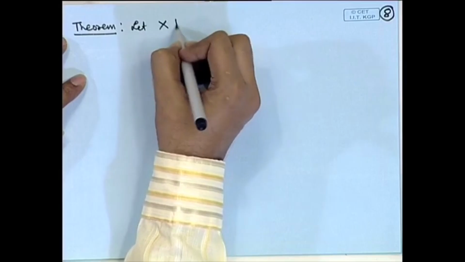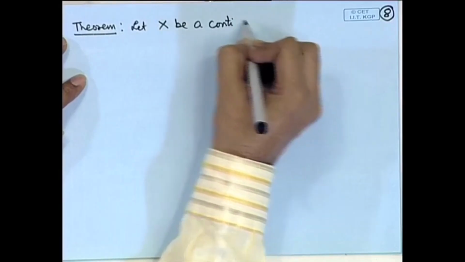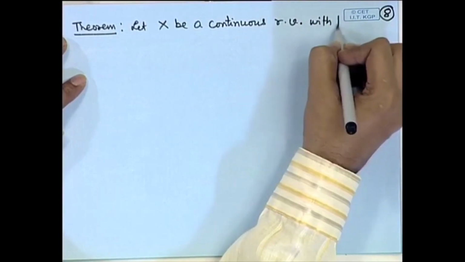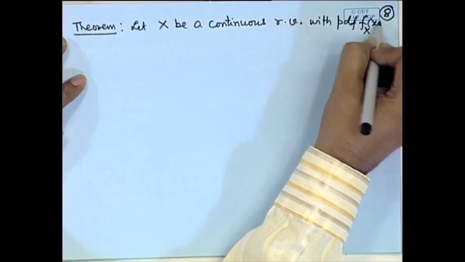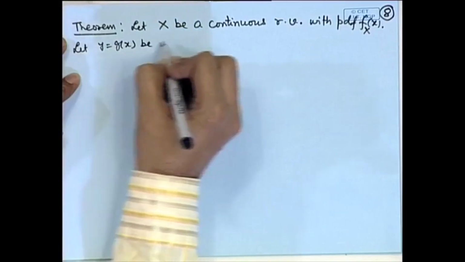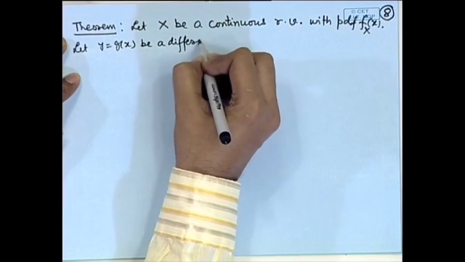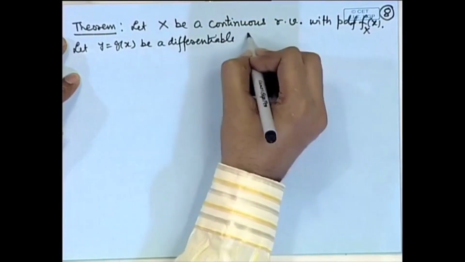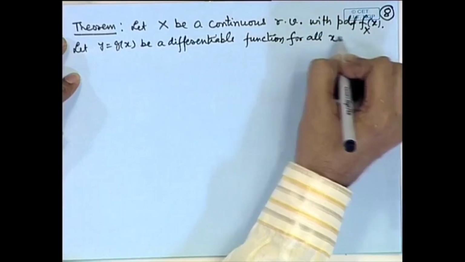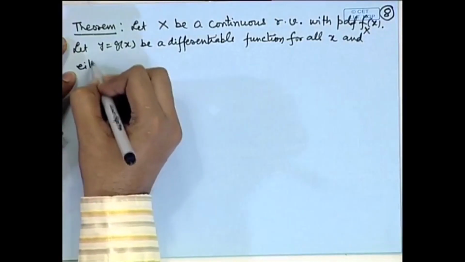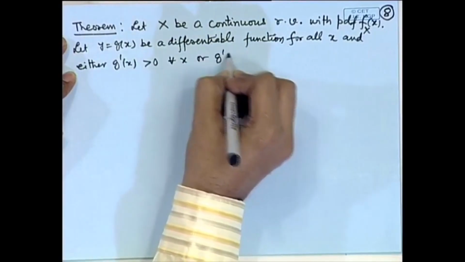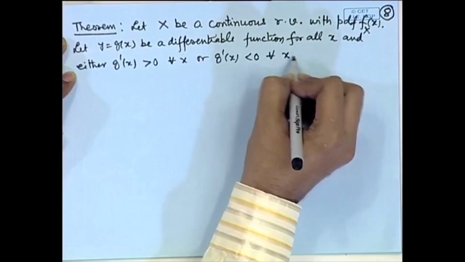Let X be a continuous random variable with probability density function, say f_X. Let Y = g(X) be a differentiable function for all x, and either g'(x) is positive for all x or g'(x) is negative for all x.